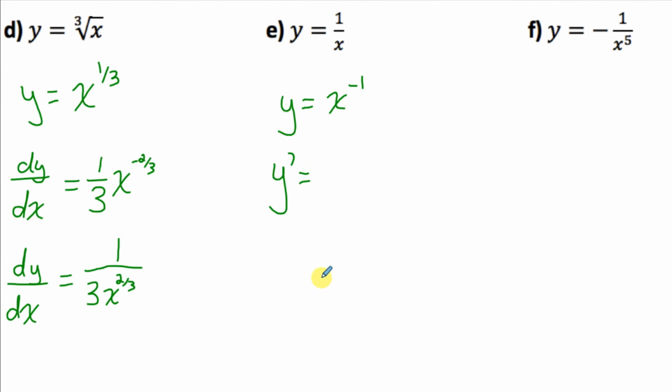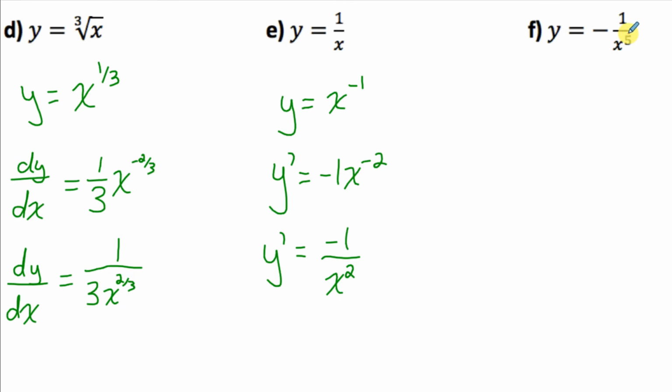So the derivative of the function equals, bring the exponent down as the coefficient, keep the x as the base of the power, and reduce the exponent by 1. So negative 1 take away 1 is negative 2. And then we need to express our final answer with no negative exponents. So I would take that power, the x to the negative 2 power, and move it to the denominator. That'll change the sign of its exponent. Negative 1 over x squared.